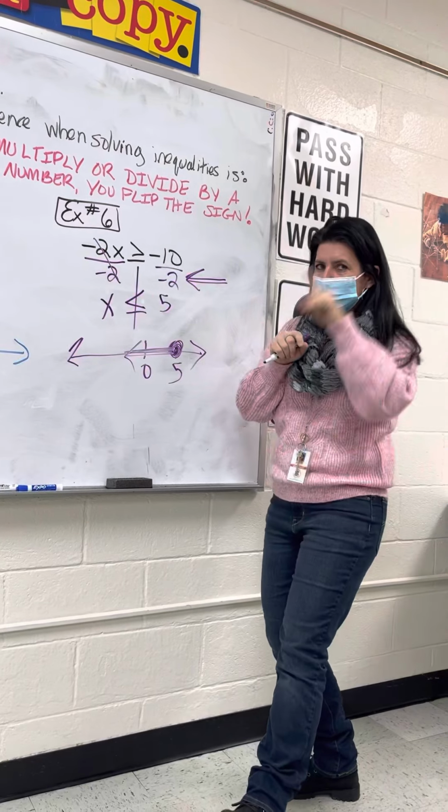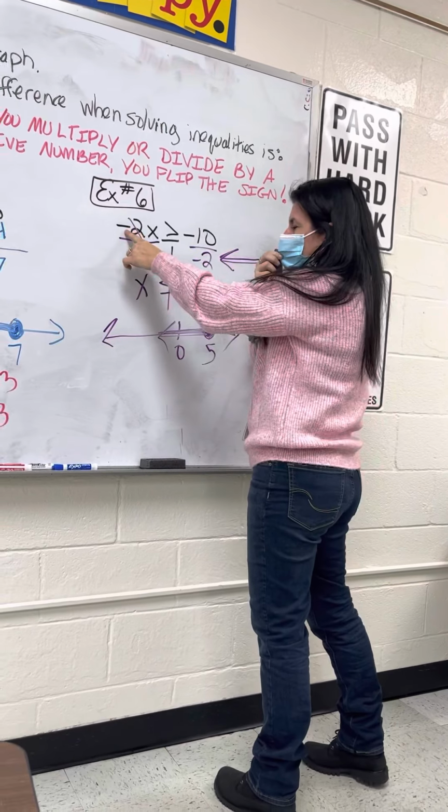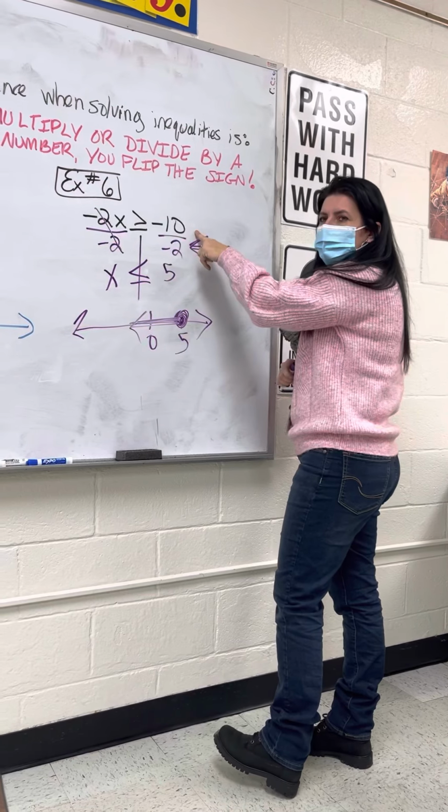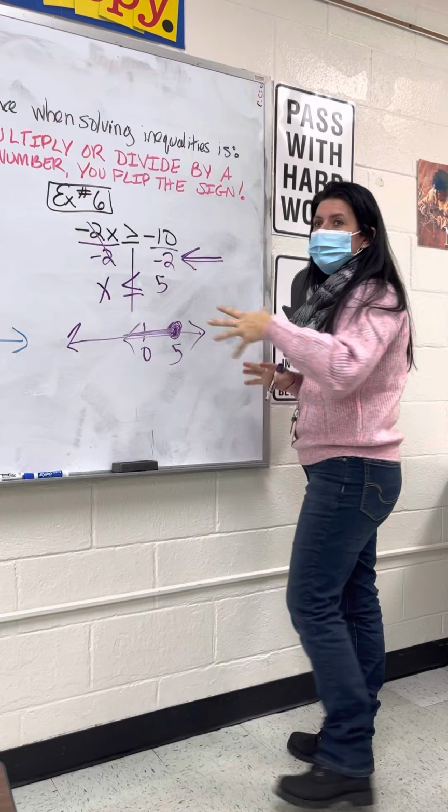All of those numbers that you guys all said, if I multiply each of those numbers by -2, I will get a number that's less than or equal to -10. That's what that means. Okay?